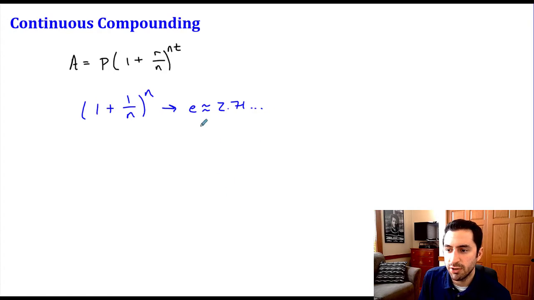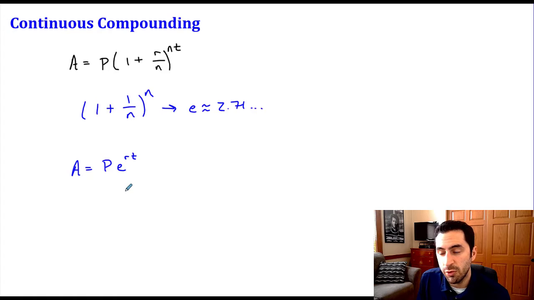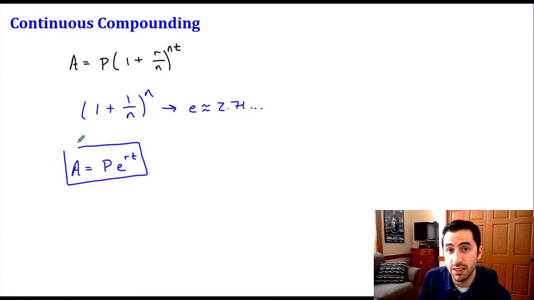So if this expression approaches the number e, I can adjust my formula, and what we end up with is the future value is equal to our principal times e, the number e, raised to the rt power. And this is the formula we want to use to calculate continuously compounded interest. So why don't we use this in a couple examples?